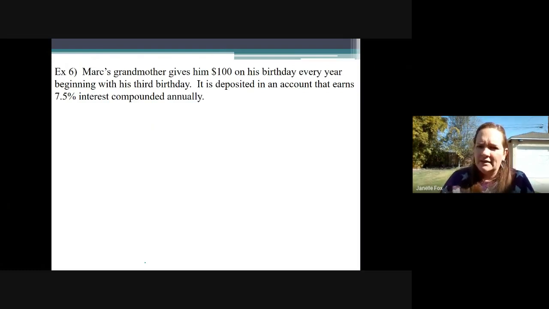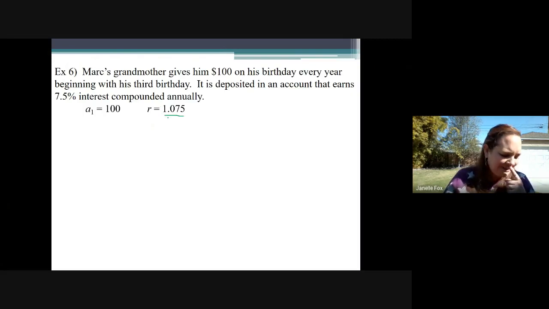So what we need to think about is when you earn interest, you're doing some sort of multiplying. So this is going to be a geometric series. Our first term is 100, because that's the first amount that we put in. Our R is 1.075. Mrs. Fox, I kind of know where the 0.075 came from, but where did the 1 come from?